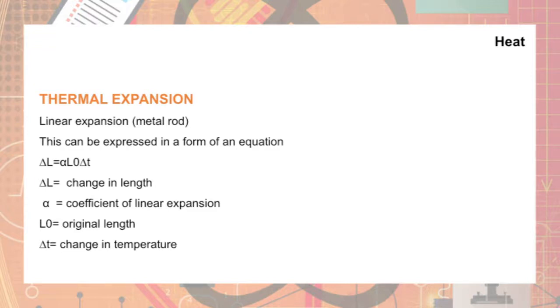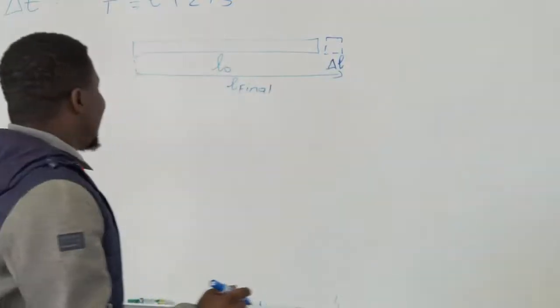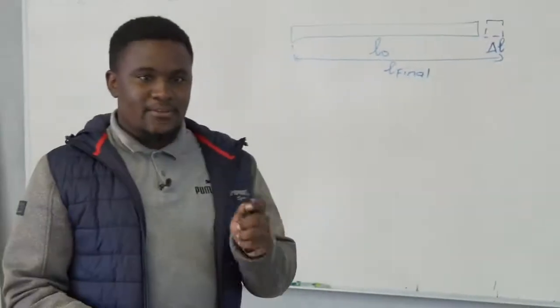Then we have our alpha. Let us check our PowerPoint slides. We have our alpha. What is our alpha? Our alpha is the coefficient of linear expansion. What did we say about the coefficient of linear expansion? We said that it's a constant for each and every material.